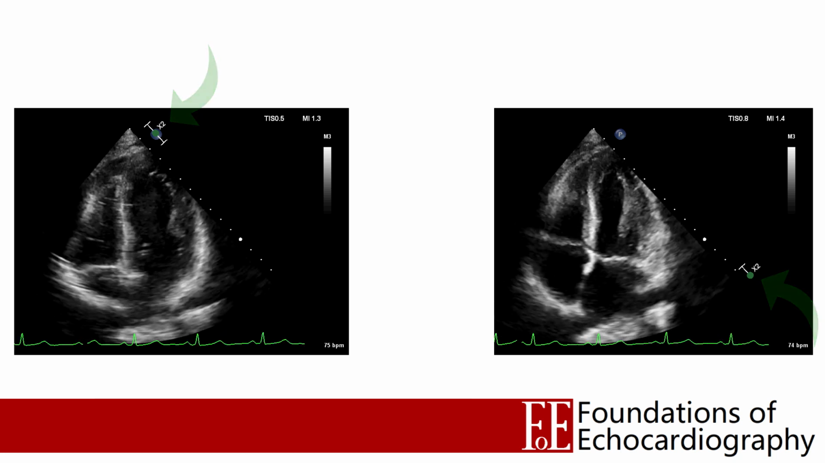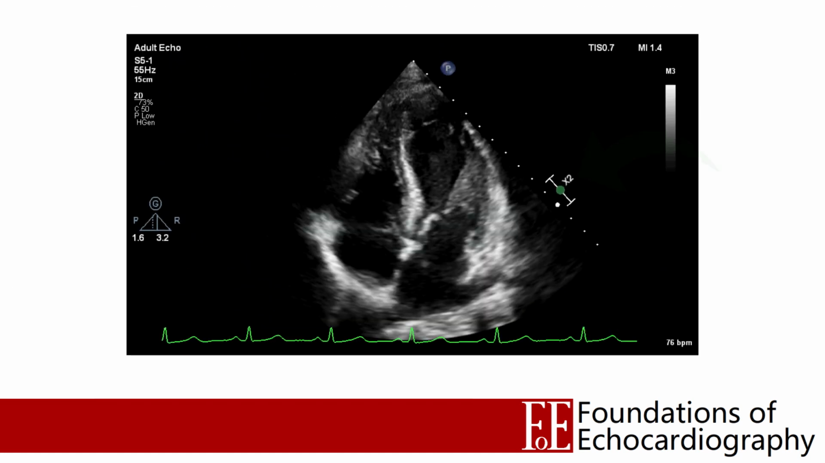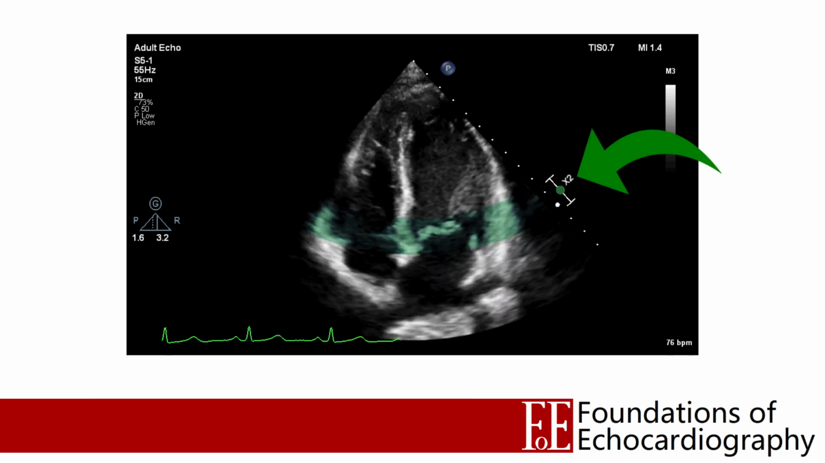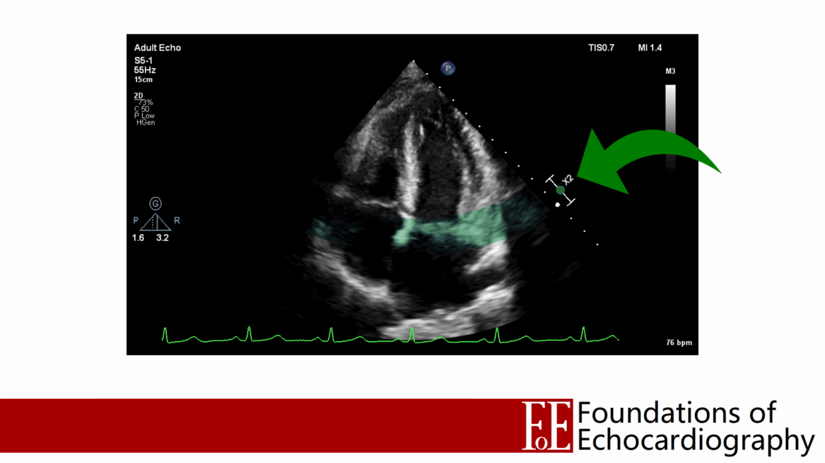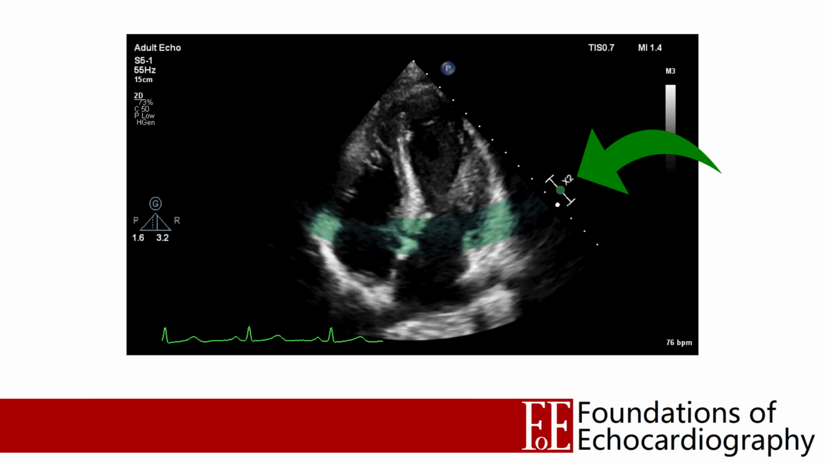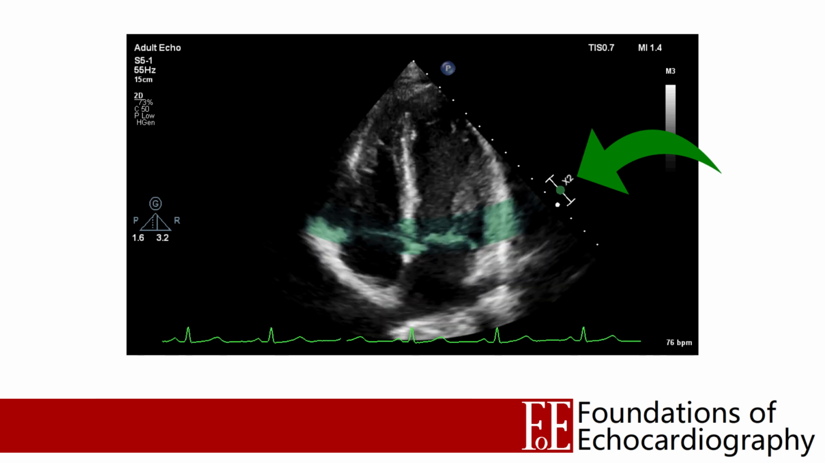Now unless we're specifically interested in something in the extreme near or far field, then we're probably going to want to produce a balanced image here. And so for the apical 4-chamber view I like to set my focus point around about the level of the basal third of the left ventricle. And here you can see that the area highlighted in green is the area with the greatest resolution. But having said that, there's still pretty good resolution throughout the entire image.